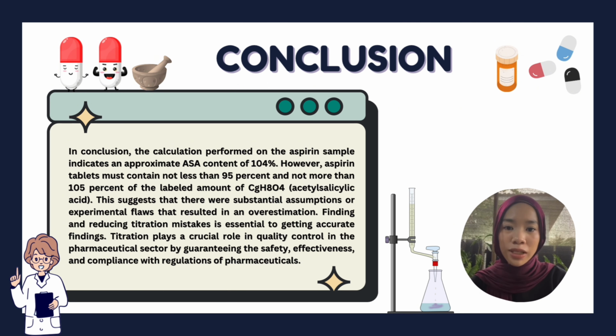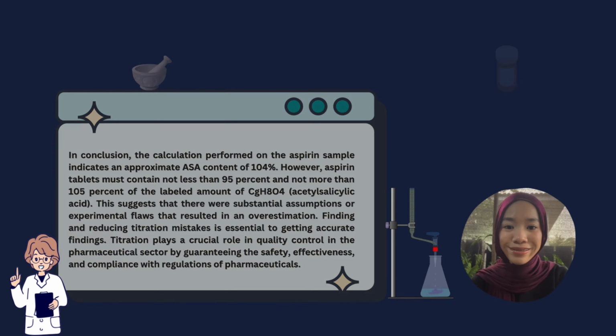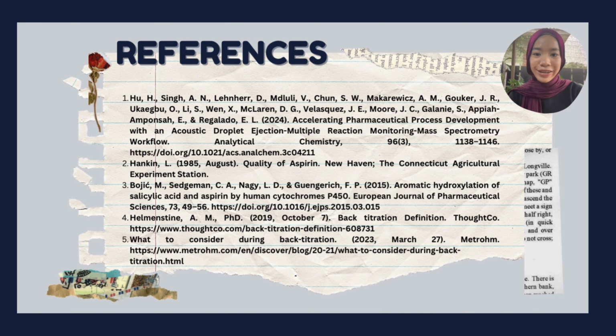However, aspirin tablets must contain not less than 95% and not more than 105% of the labeled amount of ASA. This suggests that there were substantial assumptions or experimental flaws that resulted in an overestimation. Finding and reducing titration mistakes is essential to getting accurate findings. Titration plays a crucial role in quality control in the pharmaceutical sector by guaranteeing the safety, effectiveness, and also compliance with regulations of pharmaceuticals. And this is our reference.